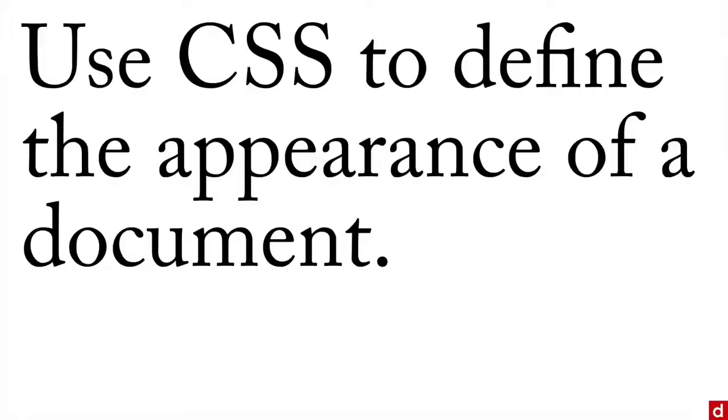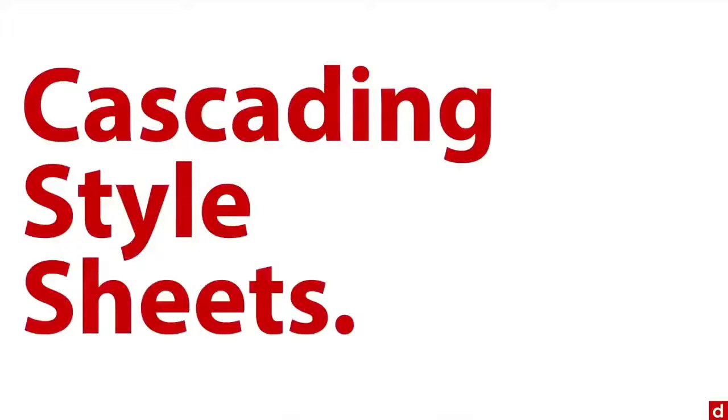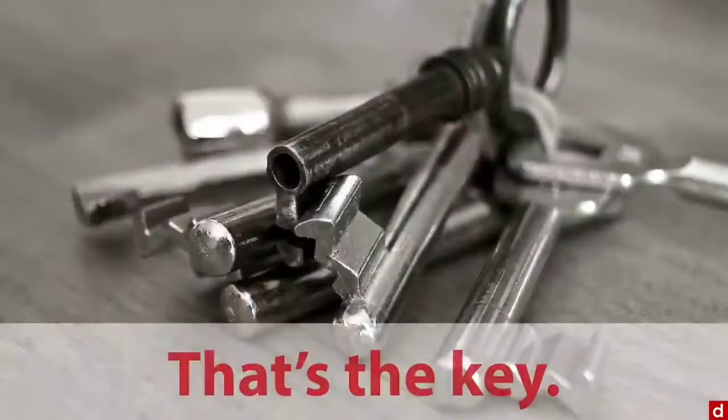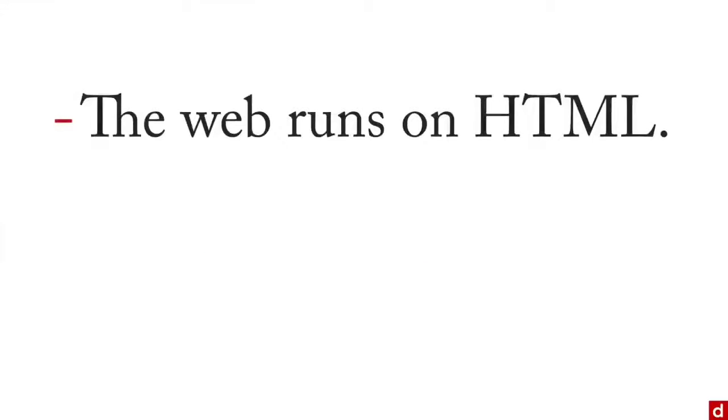HTML is theoretically there to give the content, and CSS gives the appearance, and that stands for Cascading Style Sheets. I'm not going to worry about that right now because we're really interested in the content. And now you have the key to being able to read web pages and pull data from web pages for your data science projects. So in sum, first, the web runs on HTML.